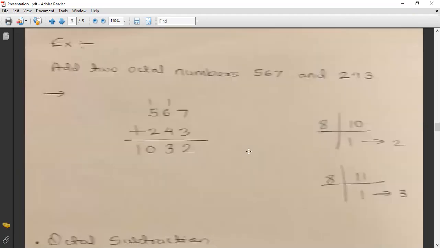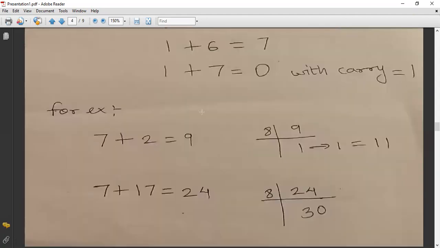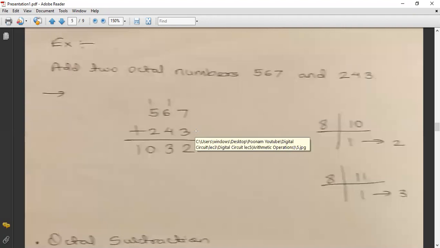Okay. Now the next, 7 plus 17 is nothing but 24. Now again 24 is greater than 7. So what we are going to do here is divide this number by 8. So we will get 30. So 24 is represented as 30 in octal form. Okay, now let us see the next example. I know this slide is a little blurry, but I will read it for you. Now add two octal numbers, that is 567 and 243.